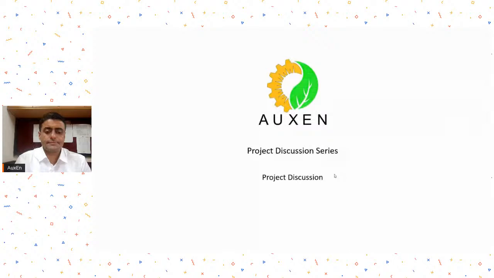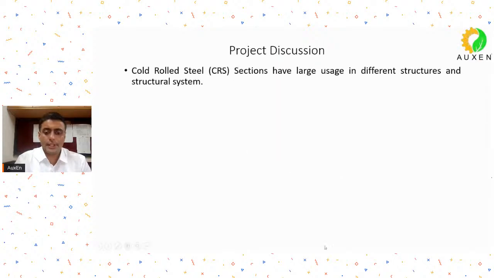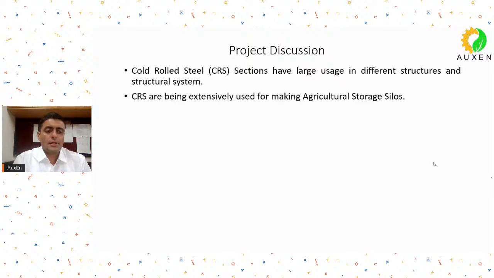Okay, so moving ahead, we are in our second segment. We are going to discuss an innovative use of cold rolled steel sections. I think all of us understand what is the meaning of cold rolled sections. Yes, I hope we understand. So, they have large usage in different structures and structural systems. CRS, cold rolled sections, are being extensively used.